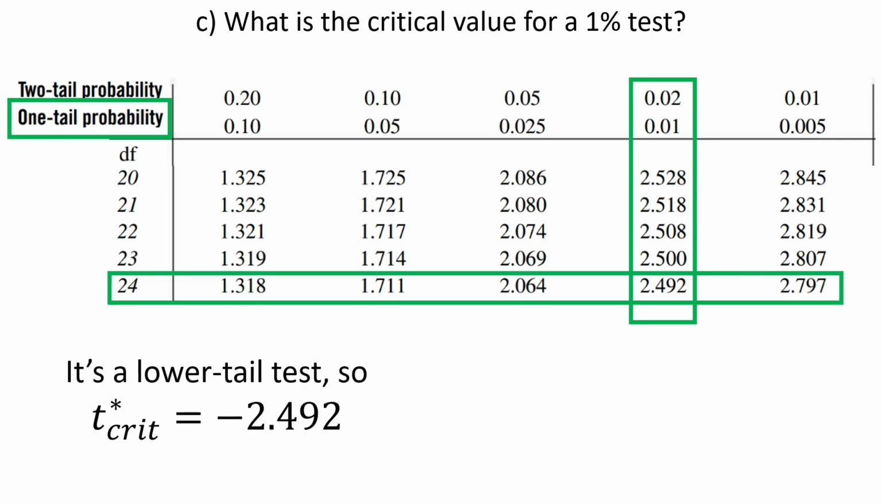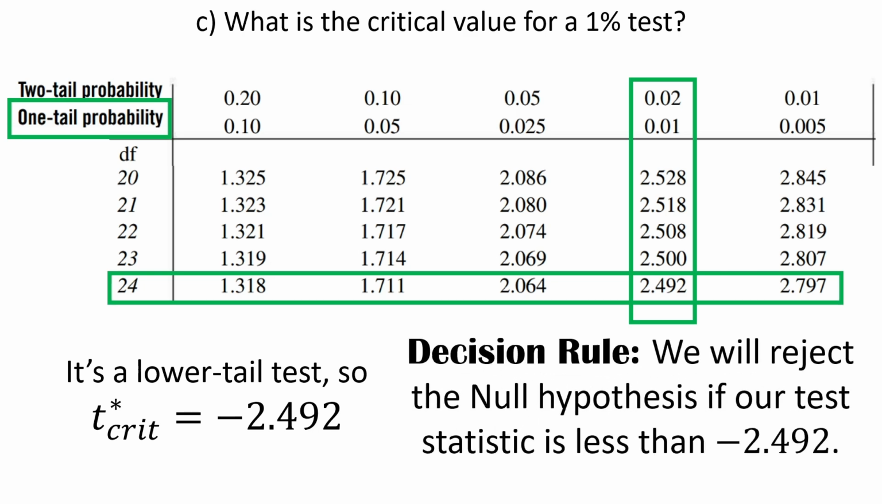So it's a lower tail test. This is our critical value, right? So, right, here's the point I wanted to make. We're conducting a lower tail test, and remember the t-table only gives values for the upper tail, the positive values. And so how do you get the critical value for a lower tail test? You just put a negative sign in front of it. So we got that in here. This gives us a decision rule. We will reject the null hypothesis if our test statistic is less than minus 2.492.